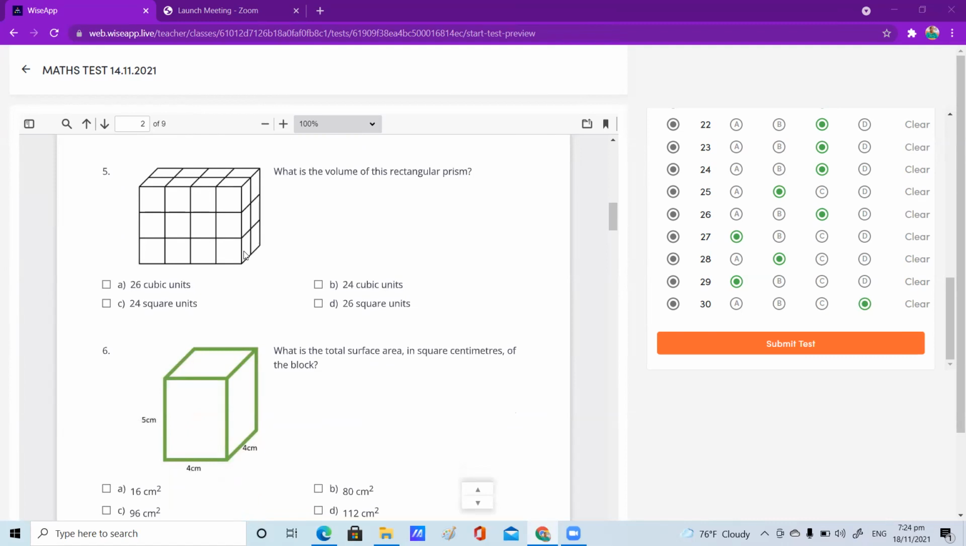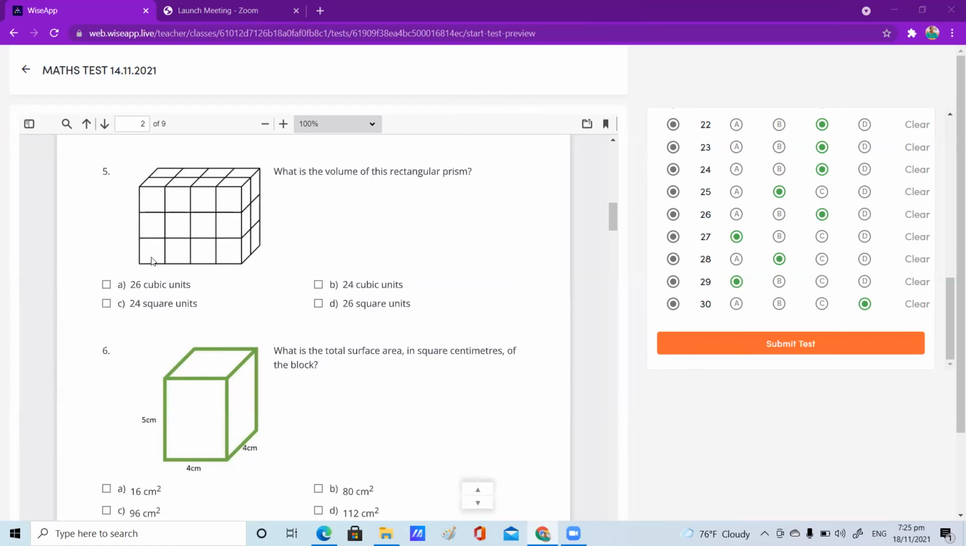What is the volume of the rectangular prism? Yes, what is the volume, children? 24 cubic units. 4 multiplied with how much? Ma'am, I have a doubt in this question. Nana, you see the length is 4 units, width is 2 units, and height is 3 units. To find volume, length multiplied with breadth multiplied with height.